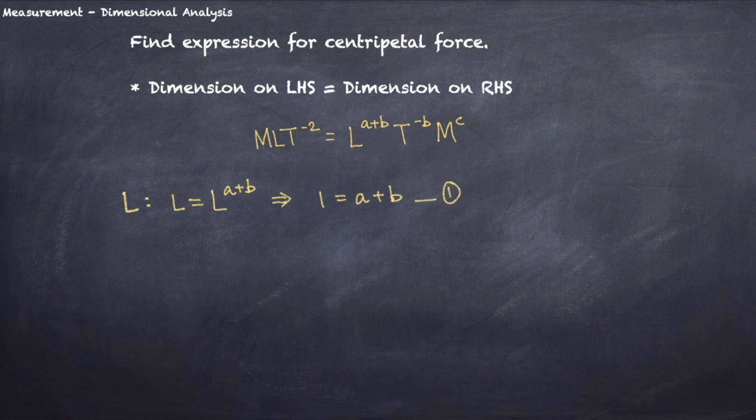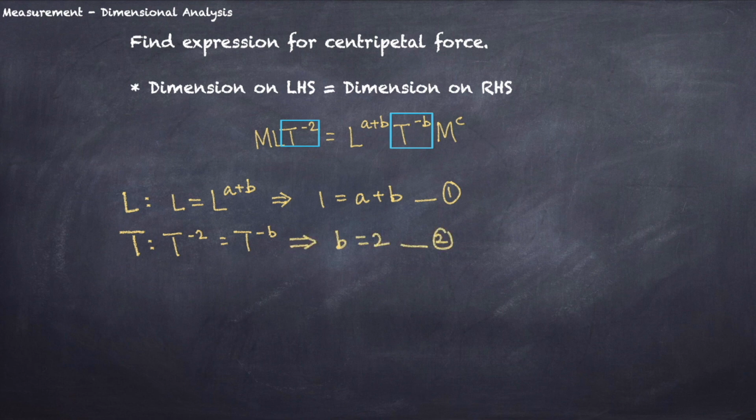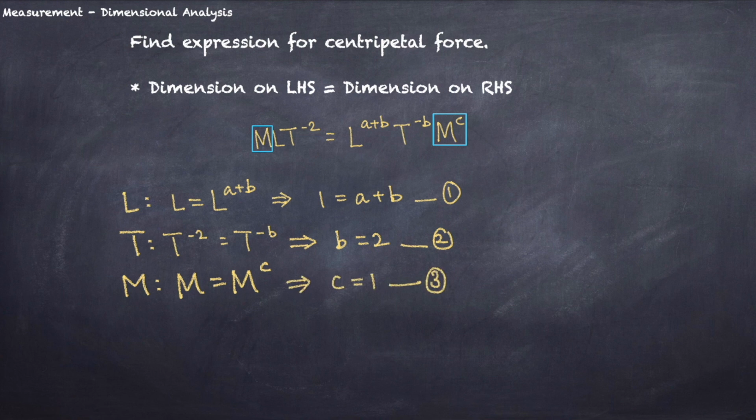That's our first equation. If we look at t only, we see that t to the power of minus 2 is equal to t to the power of minus b, which means b is equal to 2, our second equation. Lastly, if we look at m only, we see that m is equal to m to the power of c, so c must be 1. Going back to equation 1, since b is 2, a must be minus 1. That's it. We've found the values for a, b, and c.